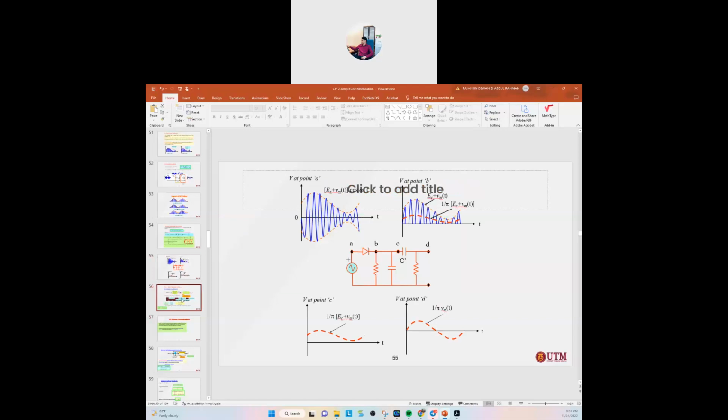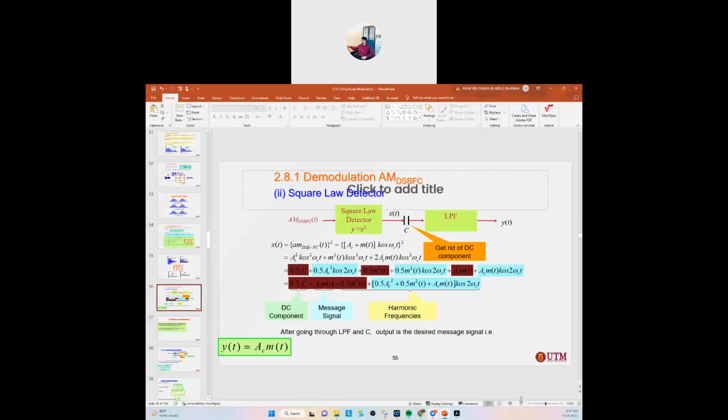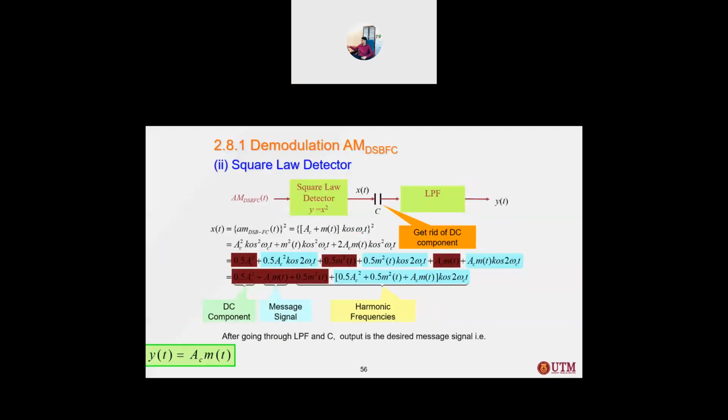So the next is demodulation, where first we used the diode rectifier. Now we're using the square law detector. When we say square law detector, it means it involves something that is going to be squared.